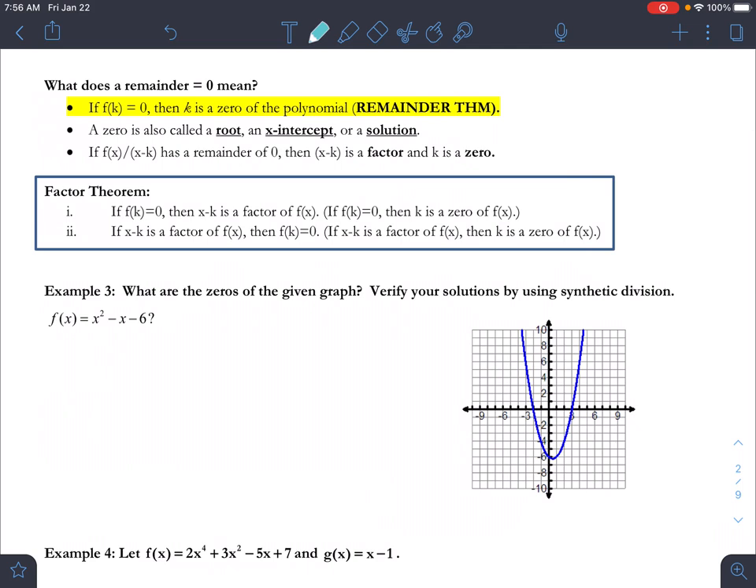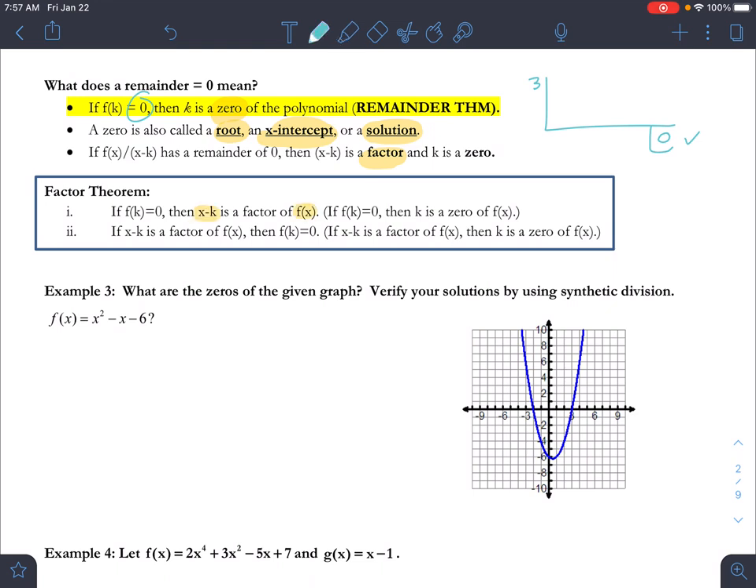Let's see what's going on. So what if I get a remainder of 0? Meaning I plug in 3 and at the end I get 0 right here. That means, really important here, it is a root, an x-intercept, a solution, or you could call it a 0, meaning it is one of the factors or one of the roots. Again, that's called the factor theorem: x minus k is a factor.